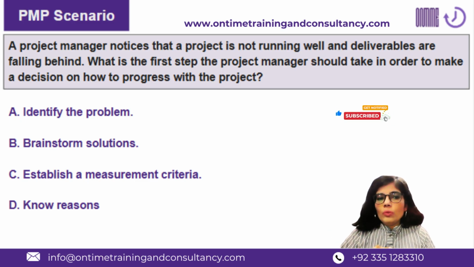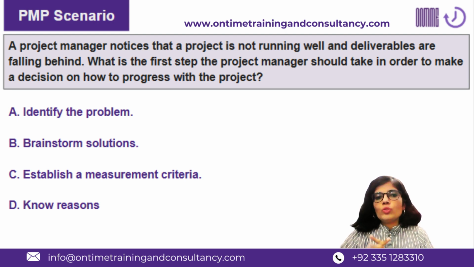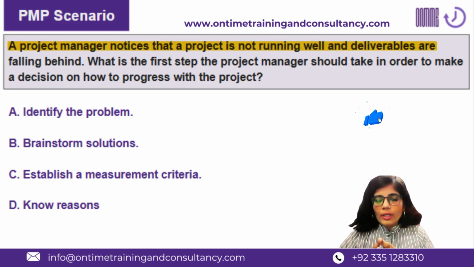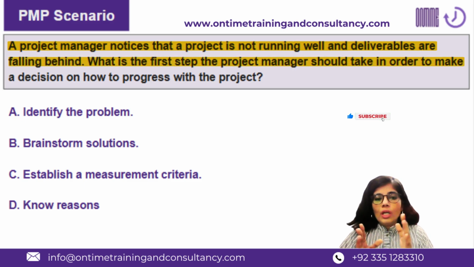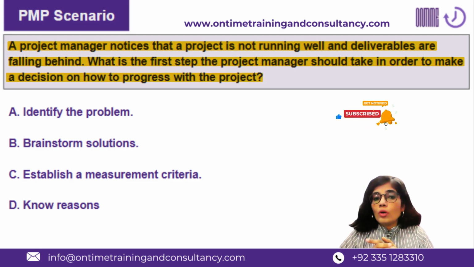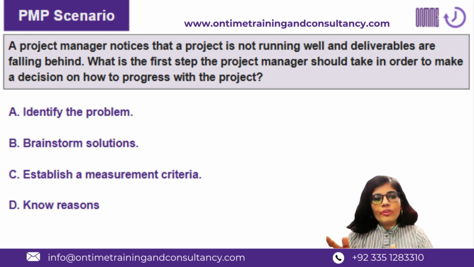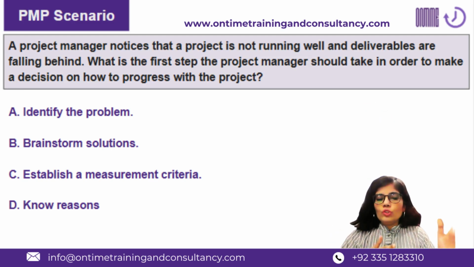So let's begin with this scenario, and I'm going to read it out first. Then I'm going to talk about the option choices, and then I'm going to talk about the correct answer. Situation says that a project manager notices that a project is not running well and deliverables are falling behind. What is the first step the project manager should take in order to make a decision on how to progress with the project? A, identify the problem. B, brainstorm solutions. C, establish a measurement criteria. And D, know the reasons.